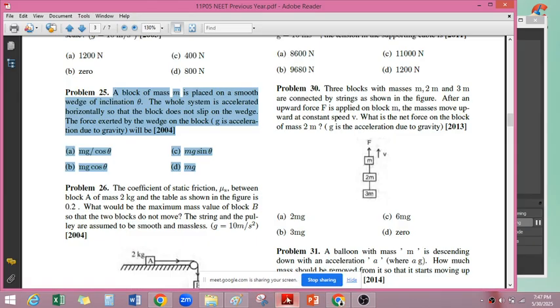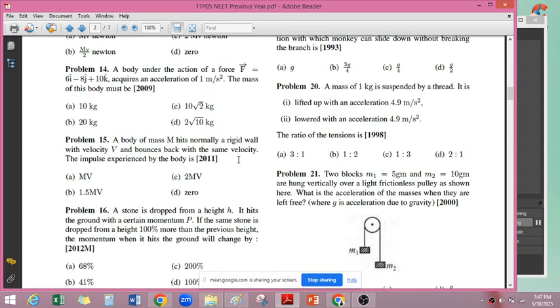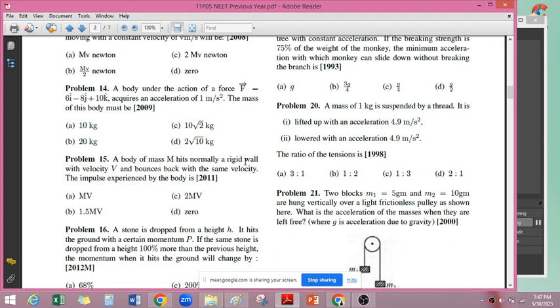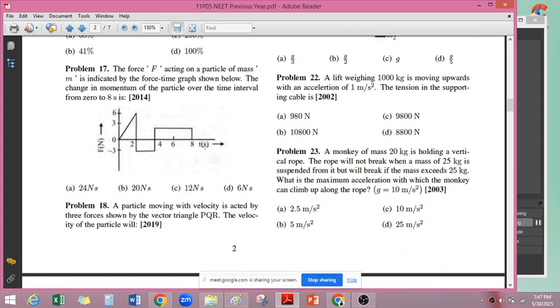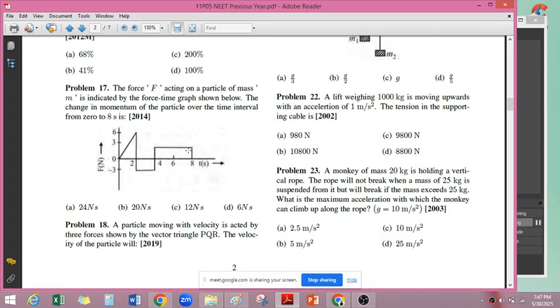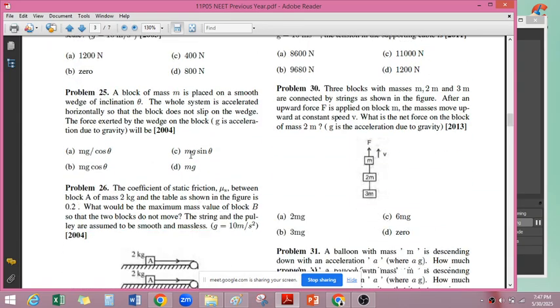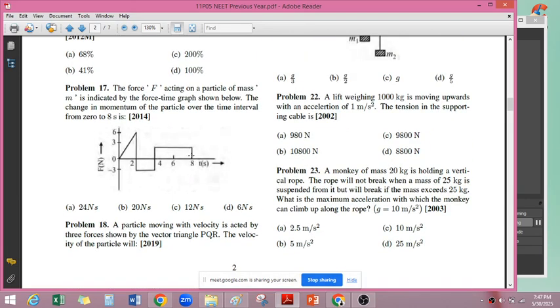Class, we saw up to question number 16. So I thought we'll continue from there, 17. So question number 16, I remember doing this momentum, stone dropped from a height. So I asked you to do page number 234. Okay, so you should have tried it. If you have tried it, I'm sure you will be learning more in this class.